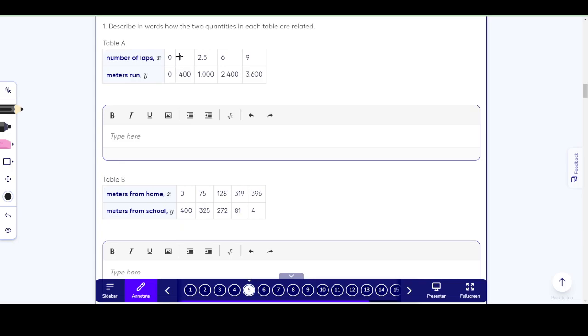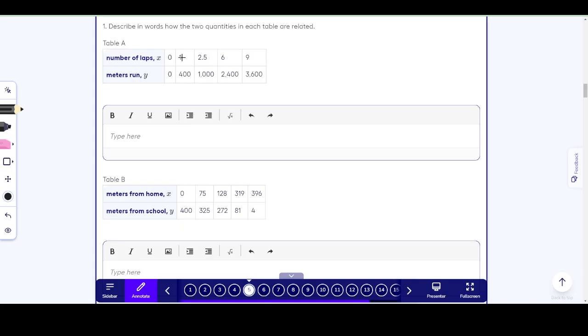0, 0, then 1, 400, 2.5 and 1,000, 6 and 2,400, 9 and 3,600. Well, it looks like to me everything seems like we're going to do it based off of 400. So the first one is 1 and 400. So maybe one lap. So number of laps equals number of meters run. So one lap is 400, which is one lap. One lap is about 400 meters. So let's see what two laps is. Well, two laps is technically 800, and then half of that is 200, so that's 1,000.